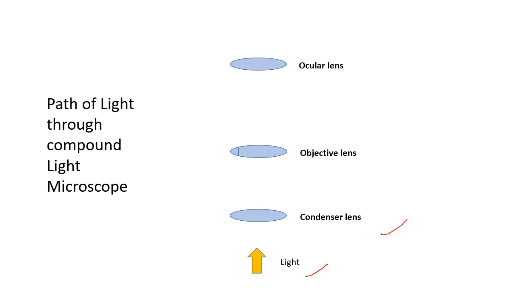Condenser lens, objective lens, and ocular lens. What is the work of the condenser lens? It condenses light for the objective lens.